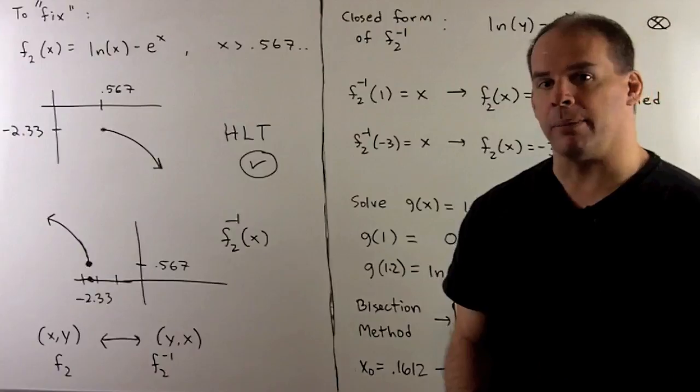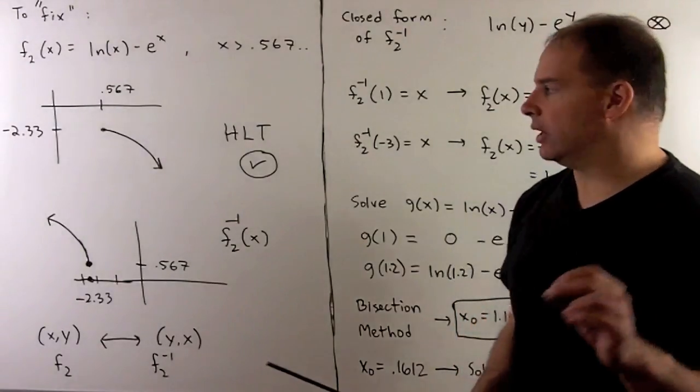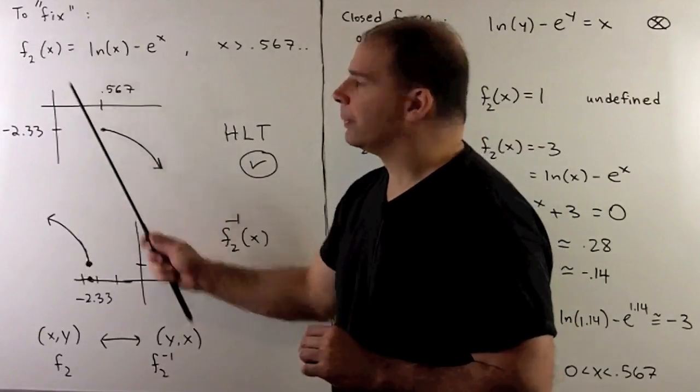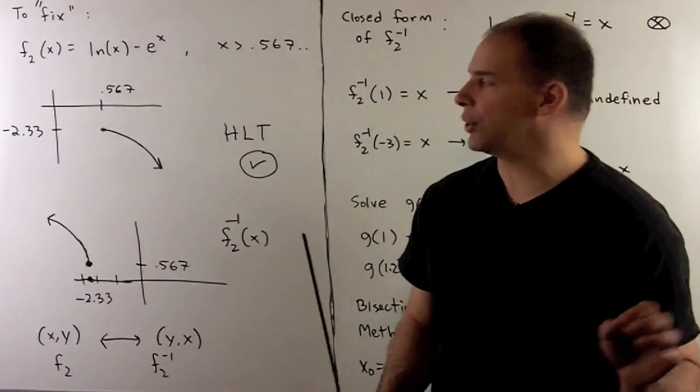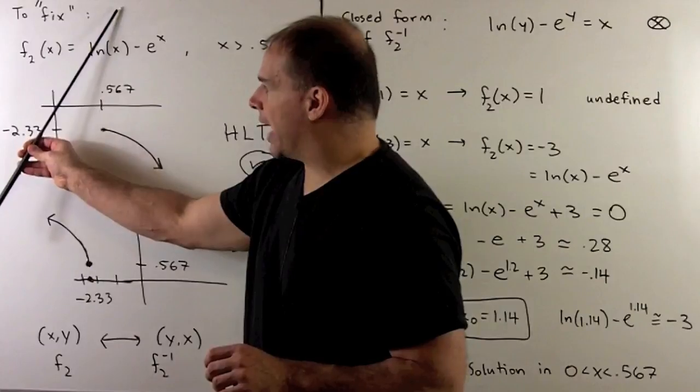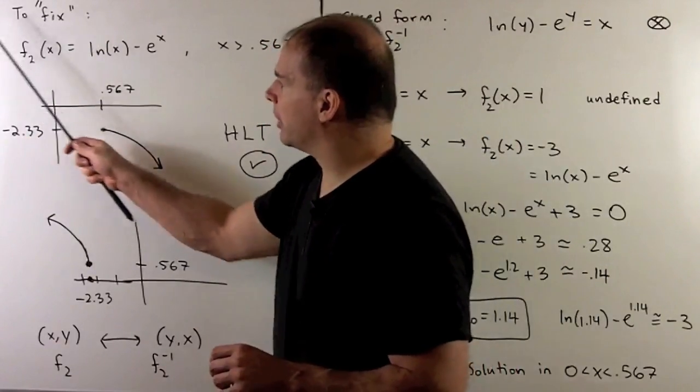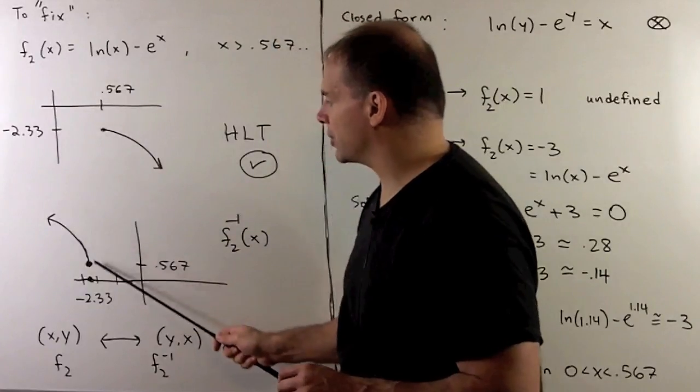If I want more information, first thing we can do, if I want the graph of the inverse function of f2, I just reflect the graph of f2 through the line y equals x. So it's going to carry this arc here to an arc up here like this.